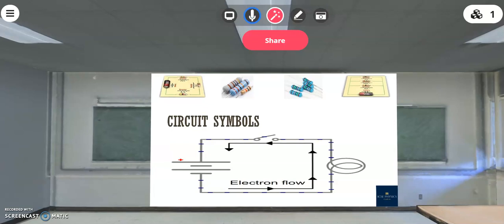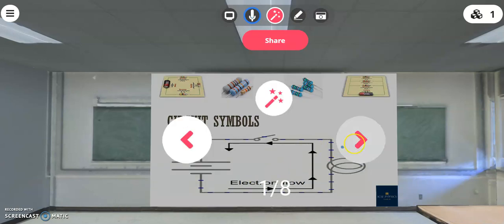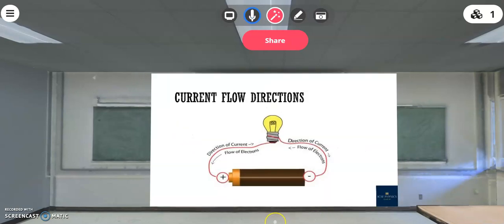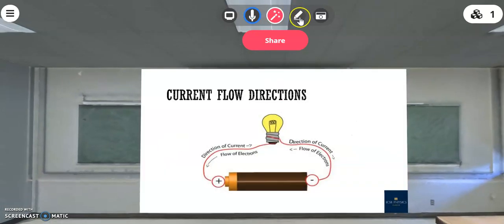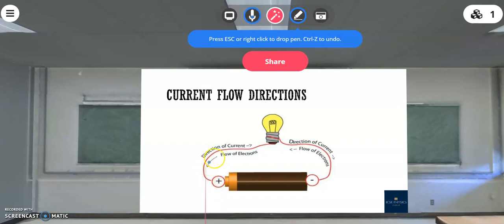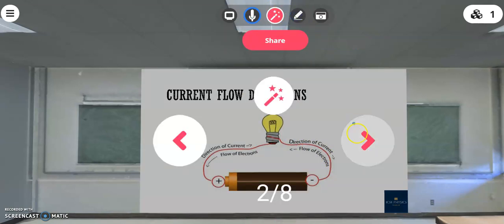As you can see here, the diagram shows a circuit diagram where the electron flow is from the negative side towards the positive side. The positive side is marked with a plus sign there. Whereas the current flow is always from the positive side to the negative side. Let's see this diagram. As you can see here, the current direction is from the positive side to the negative side, whereas the direction of electrons is always opposite to the direction of the current.